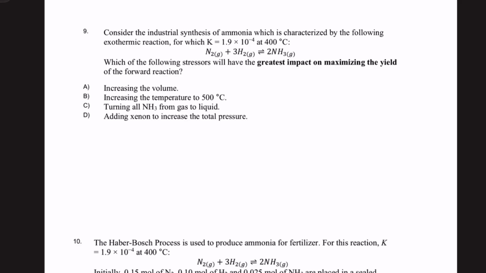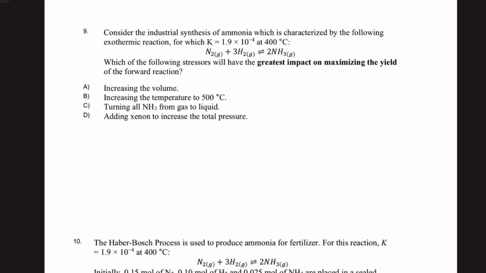Okay, question 9. Consider the industrial synthesis of ammonia, which is characterized by the following exothermic reaction. It tells us the K value and the temperature. Which of the following stressors will have the greatest impact on maximizing the yield of the forward reaction? So let's go over the options that we have. So A is increasing the volume.